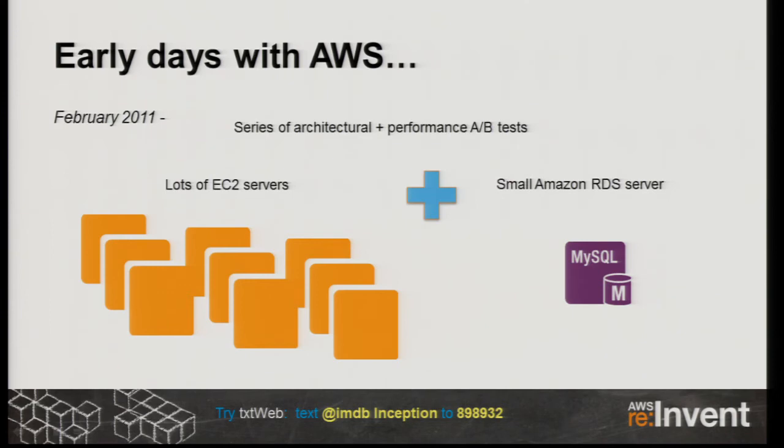So our early days with AWS started off by doing a lot of performance A/B tests on architecture. Initially, we started off with a lot of EC2 servers and a very small database. So what we thought is that horizontal scaling would give us the breadth to run at massive scale. As I just mentioned, since we were available on text, anyone at any point in time could basically hit our platform, and then we would get a massive amount of requests no matter what.